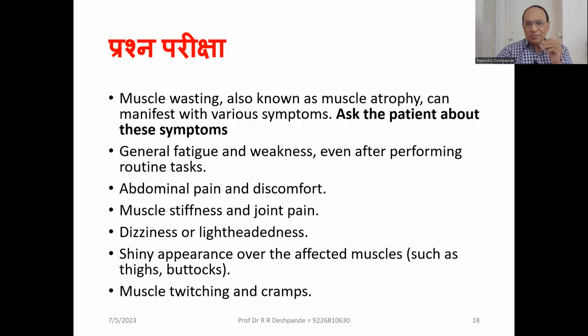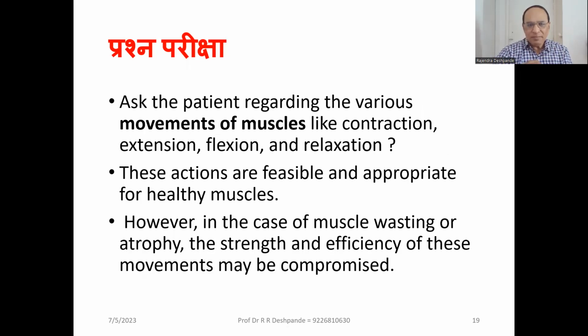Next, muscle wasting, also known as muscle atrophy, can manifest with different symptoms. So you have to ask the patient about these symptoms. Ask whether there is general fatigue, weakness, tiredness, even after performing simple routine tasks. There may be abdominal pain and discomfort. There may be muscle stiffness and joint pains. There may be dizziness or lightheadedness, a shiny appearance over the affected muscles, for example in the thighs and buttocks. Muscle twitching and cramps may be there.